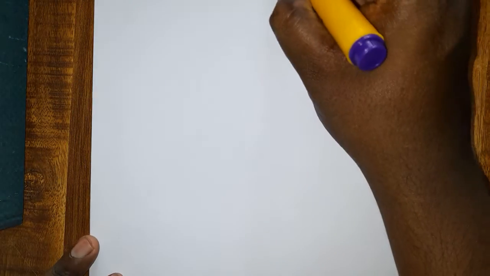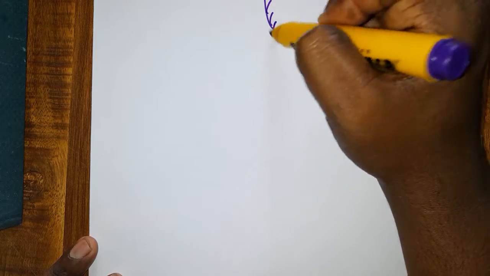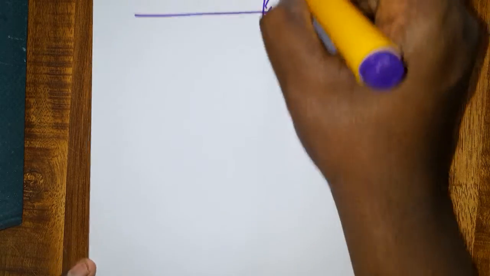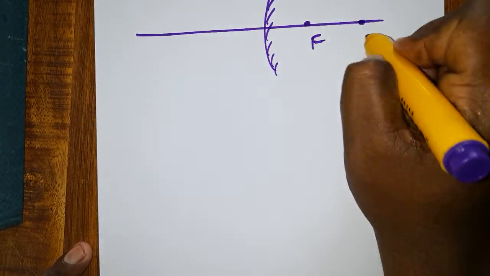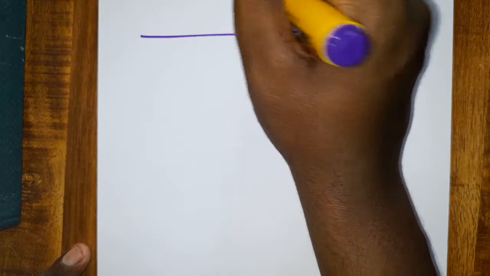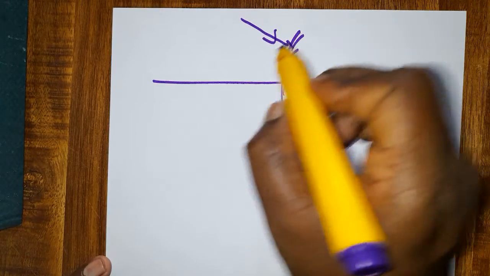If you want the convex mirror, you can use the same rules in another way. The ray directly coming through the focus will be parallel after reflection.